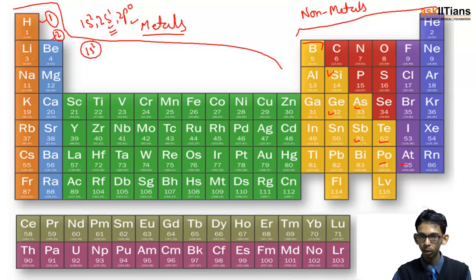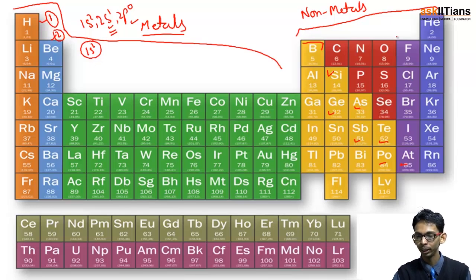So all those elements which are present on the left-hand side of the periodic table release electrons easily, first because of their larger size, and second because of the presence of a smaller number of valence electrons, so they can easily donate them. That's why these are all metals.